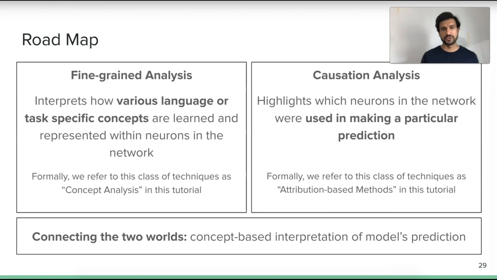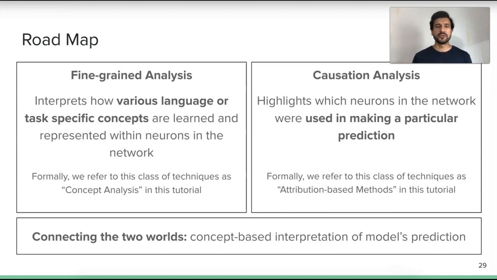As I mentioned before, there will be two parts in the tutorial. One is fine-grained analysis, another one is causation analysis. In the fine-grained analysis, we interpret how various language or task-specific concepts are learned and represented within neurons in the network. And we refer to this class of techniques as concept analysis in this tutorial. Then the second part will focus on causation analysis, which highlights which neurons in the network were used in making a particular prediction. And we refer to this class of techniques as attribution-based methods in this tutorial.